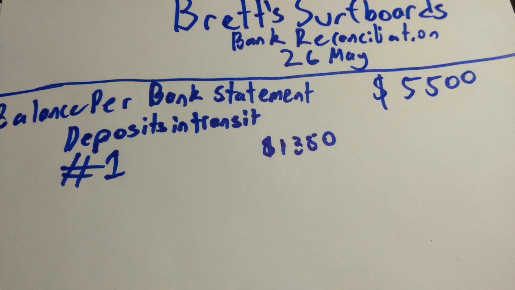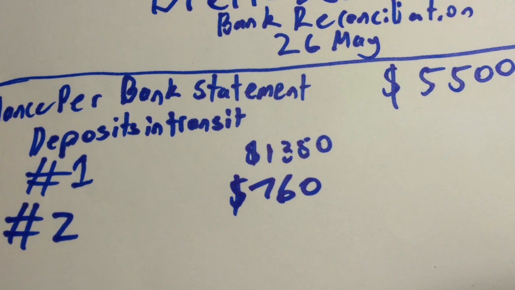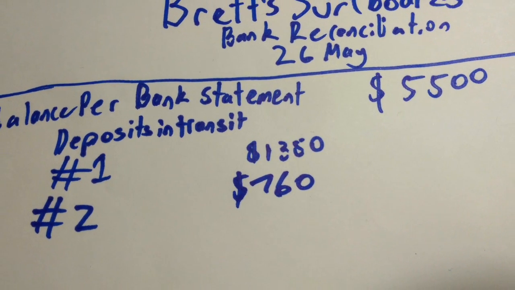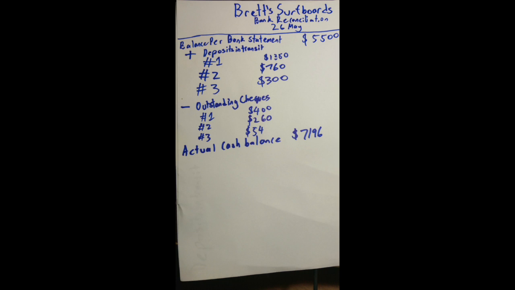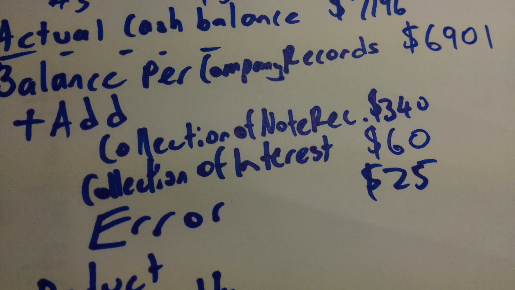John finds out that there have been three deposits in transit, being $1,350, $760, and $300, and outstanding checks of $400, $260, and $54. None of these have been recorded in the bank statement. These are amounts recorded in the company records yet have not cleared the bank. Deposits are thus added and outstanding checks are subtracted to get an actual cash balance of $7,910.